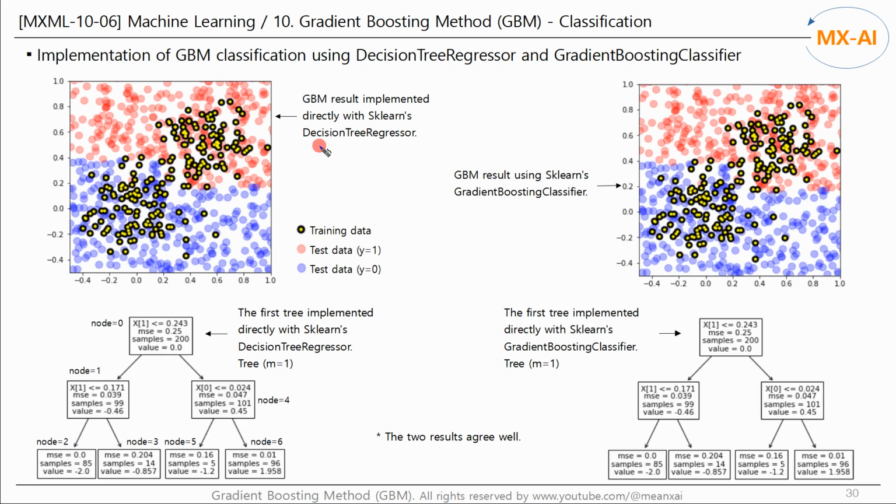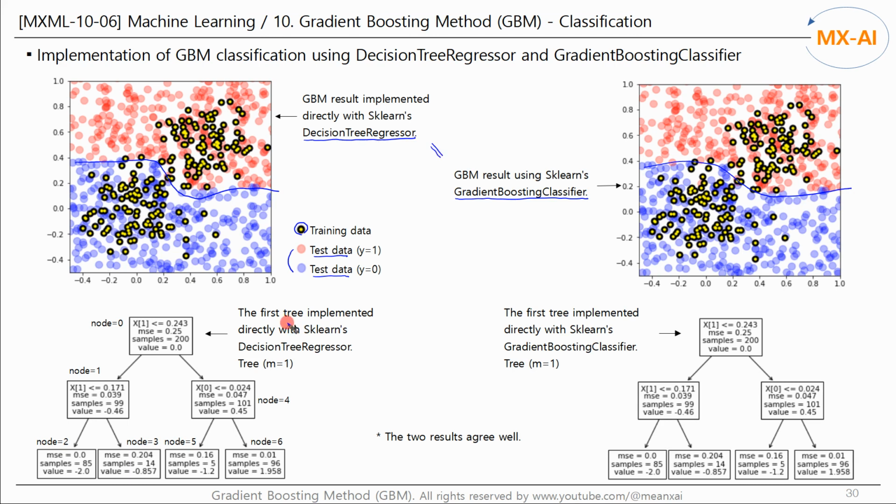Now, let's check the results. On the left is the result using DecisionTreeRegressor. And on the right is the result using GradientBoostingClassifier. Yellow is the training data, and red and blue are the test data. You can see that the decision boundary for this data looks like this. The decision boundary on the right is also the same. You can see that these two results match well.